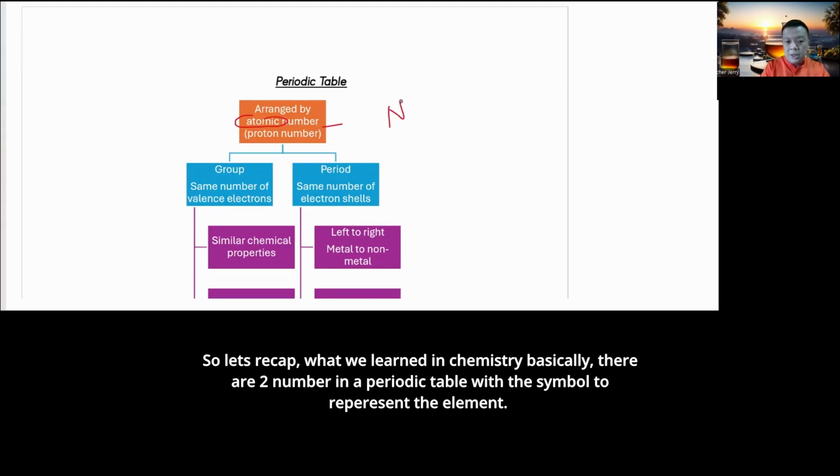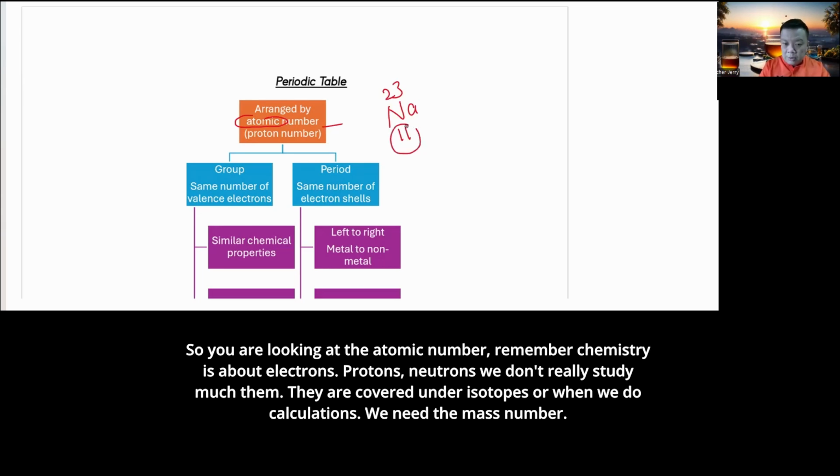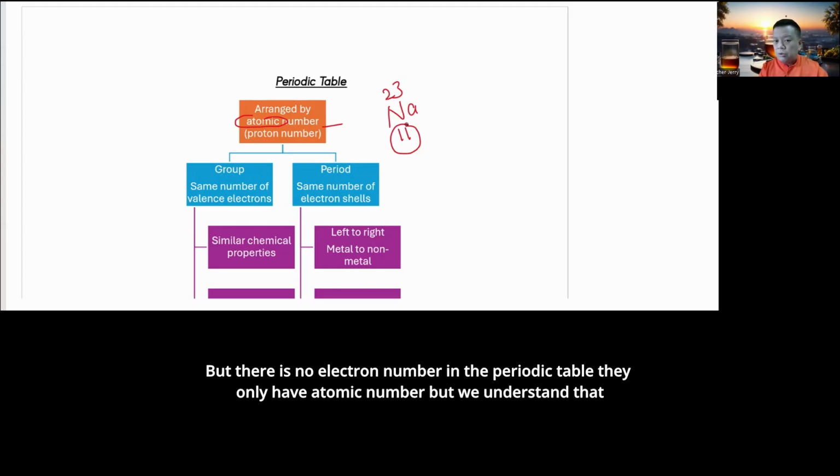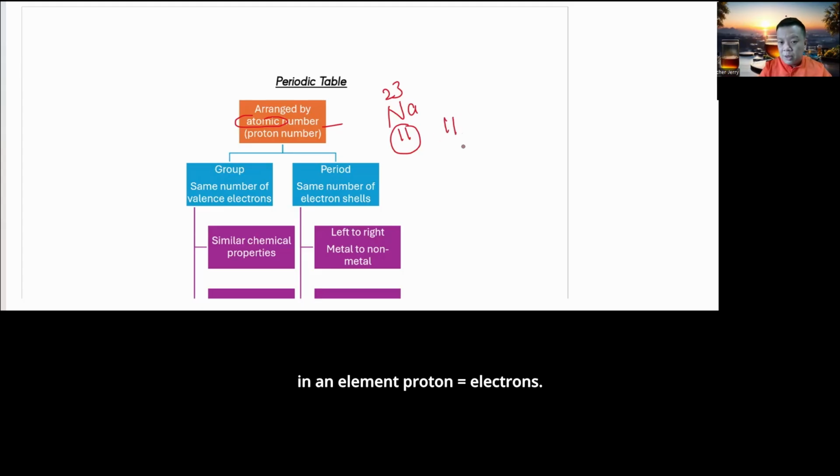We learn in chemistry that there are basically two numbers in a periodic table, with the symbol to represent the element. So we are looking at the atomic number. Remember, chemistry is about electrons. Protons and neutrons we don't really study much. They are covered under isotopes, or when we do calculations we need the mass number. But there's no electron number in a periodic table, only the atomic number. But we understand that in an element, protons equal electrons.